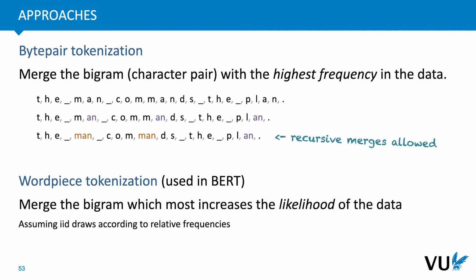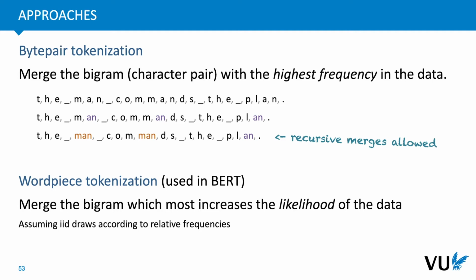So in the first line we see "the man commands the plan", and we'll take that as our entire data set broken up into characters. And the most frequent bigram in this sentence is the sequence AN. So we take all the occurrences of the sequence AN and we replace it by a new token representing those two characters. And then we repeat the process after we've introduced this new token.